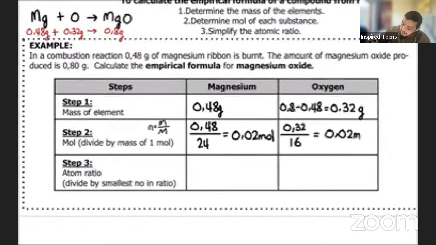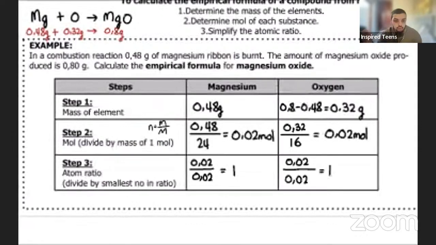Now, generally, the next step is to divide by the smallest answer that you got, the smallest mole answer. You divide all of them by that. In this case, they're both the same, so you're going to divide them by one of them. So 0.02 divided by 0.02 is 1. 0.02 divided by 0.02 is 1. So the answer here is 1 to 1. The ratio is a 1 to 1 ratio.